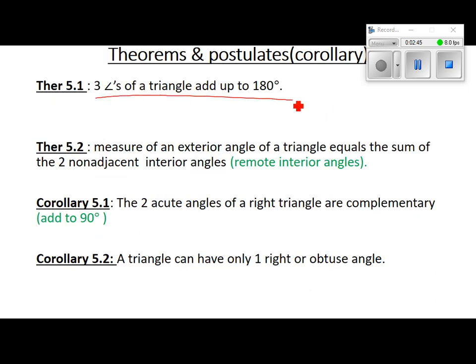The three angles of a triangle must add up to 180. On this slide, all I really want you to write down are these first two. And don't worry about the theorem part. That doesn't matter. You can just write that this is a theorem and this is a theorem. The number doesn't make any difference.